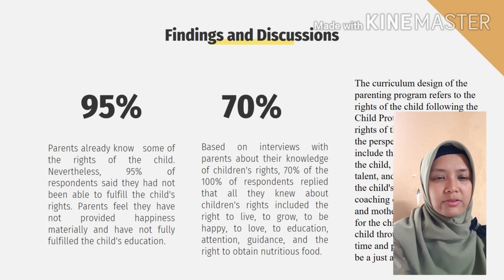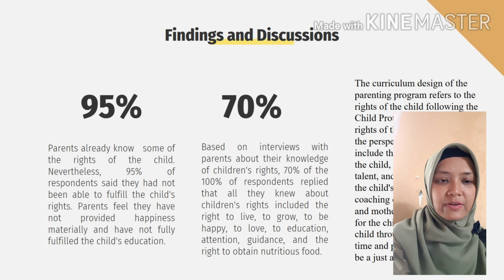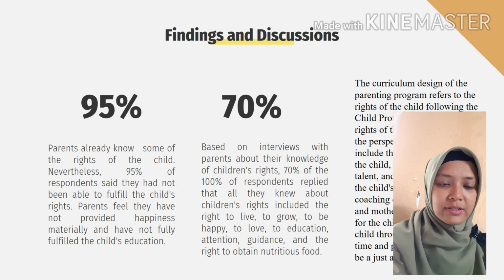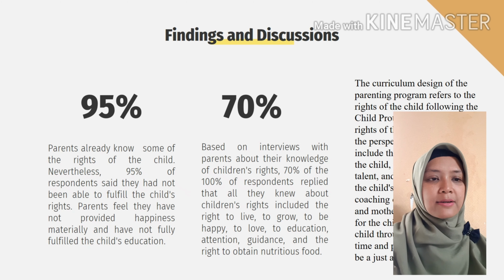the study found that the curriculum design of the parenting program refers to the right of the child following the Child Protection Act and the rights of the child according to the perspective of Islamic law include the correct paradigm of the child, the development of talent, and the development of the child's potential, the coaching of the role of father and mother as prime educators for the child, accompanying the child through his or her childhood time, and preparing the child to be a just and civilized adult.